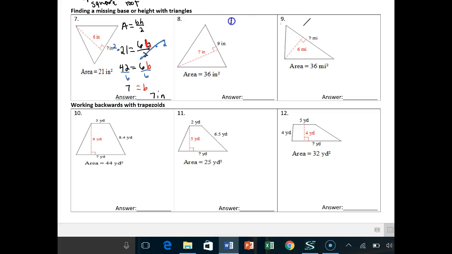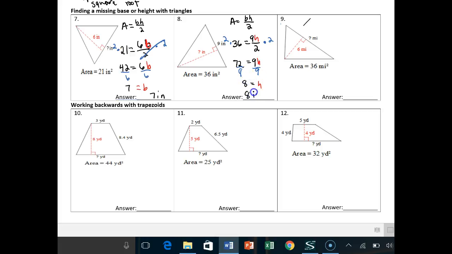Let's do 8 together. So area is equal to base times height over 2. My area is 36, so 36 is equal to my base, which is 9. And this time I need to solve for my height, all over 2. Right? How do I clear a fraction? I multiply both sides by the denominator. So in this case, I get 72 is equal to 9h. And then I end up dividing, one-step equation, divide both sides by 9. And I get my answer of h is equal to 8.